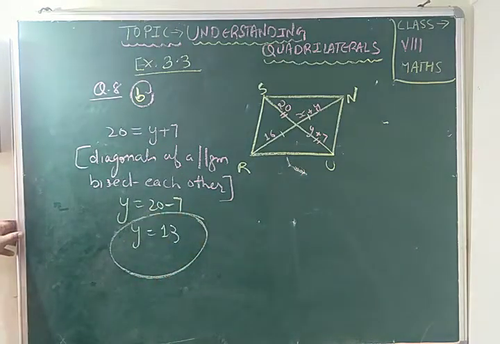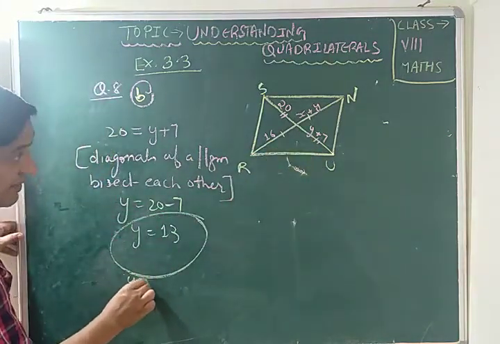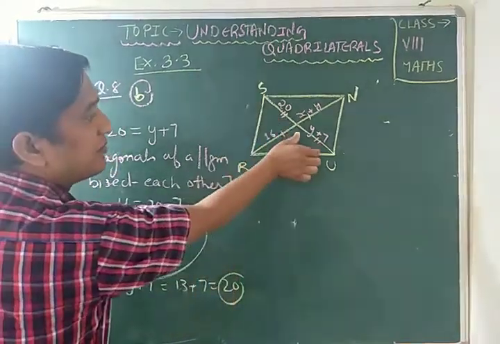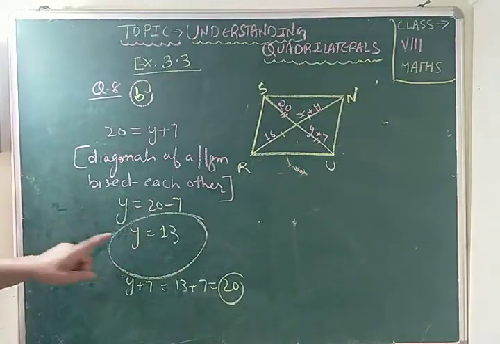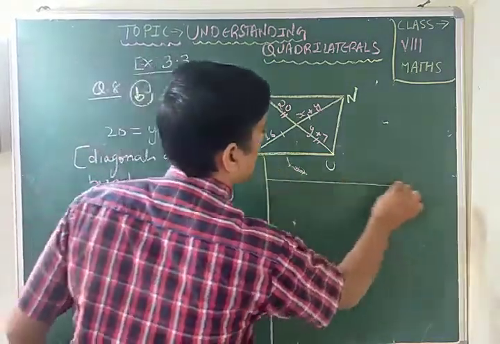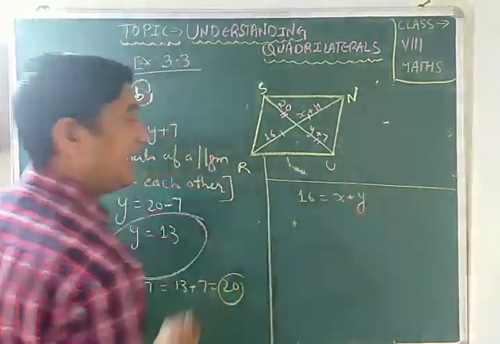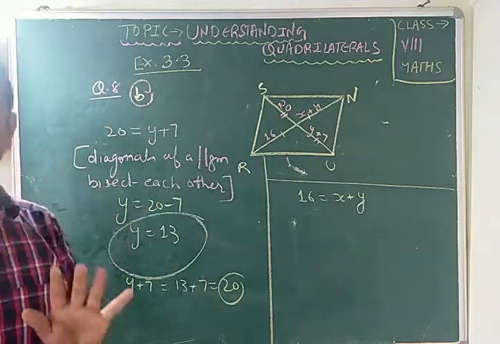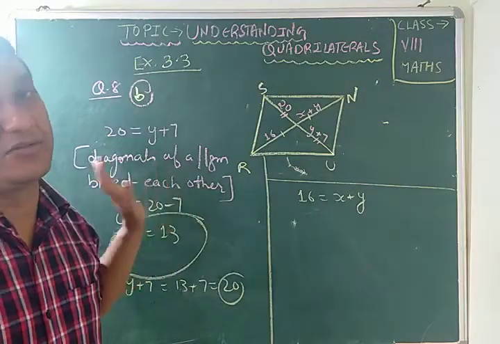Y is 13. Now you may check, y plus 7, that is 13 plus 7, is 20. This is 20 and this portion also comes 20 if we substitute the value of y, that is 13. It means our solution is correct. The second part: 16 is equal to x plus y. The same reason, diagonals of a parallelogram bisect each other. There is no need to write down the same reason again and again. You have to write it once only.